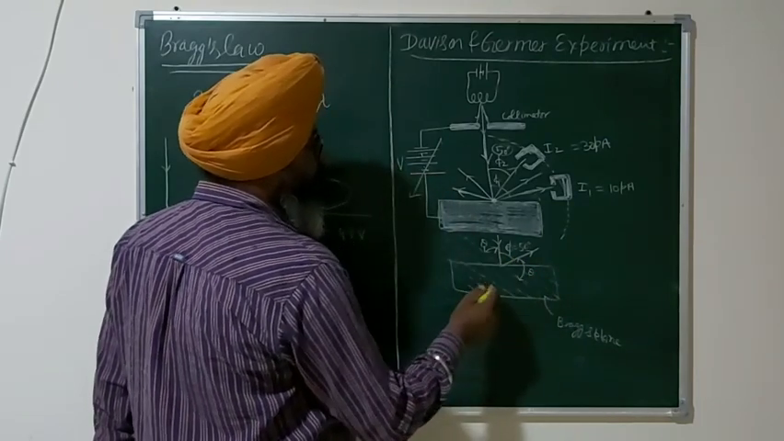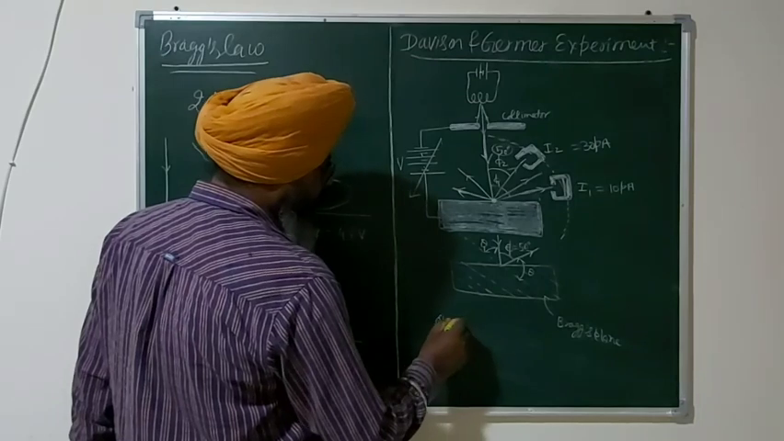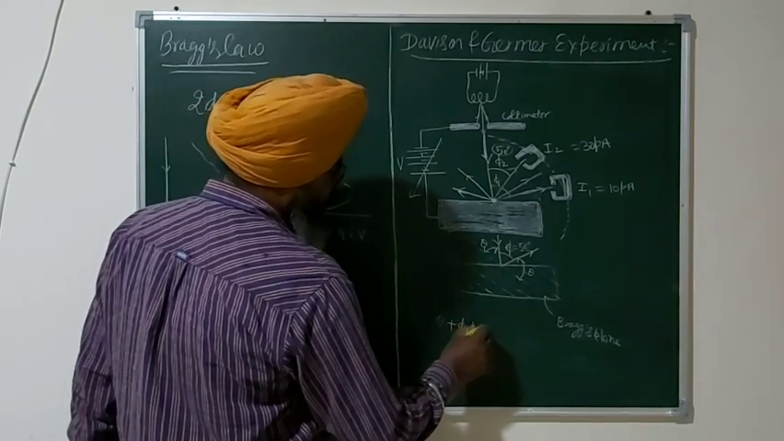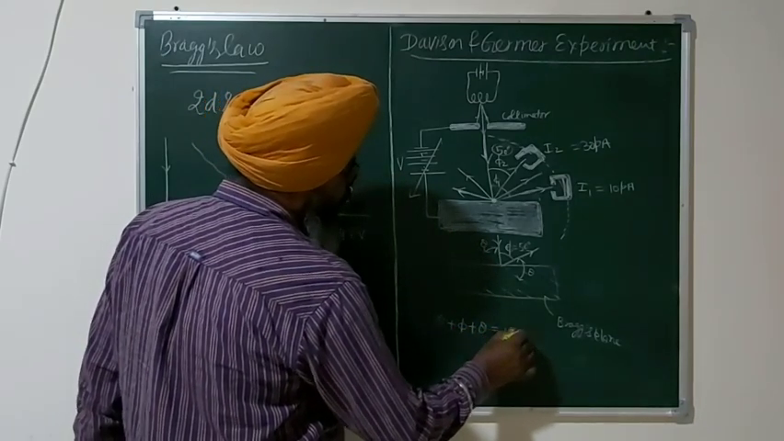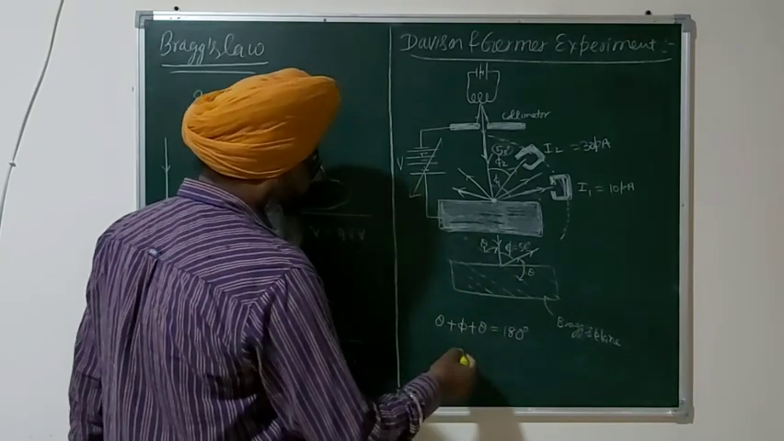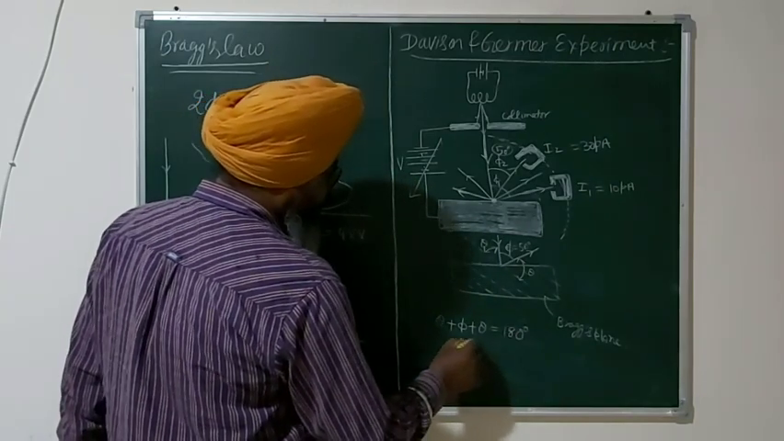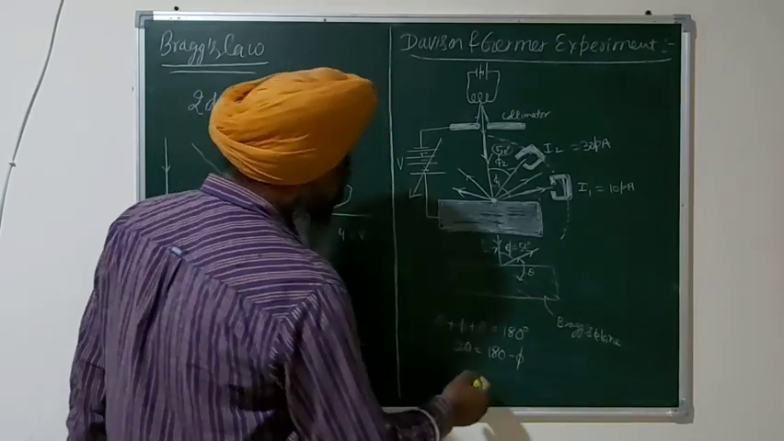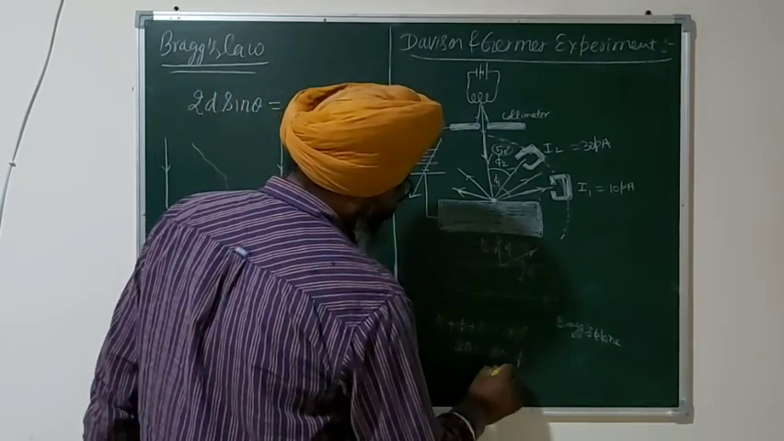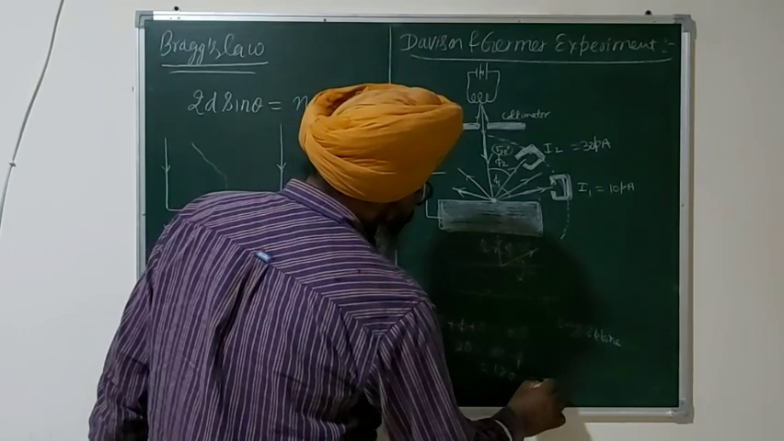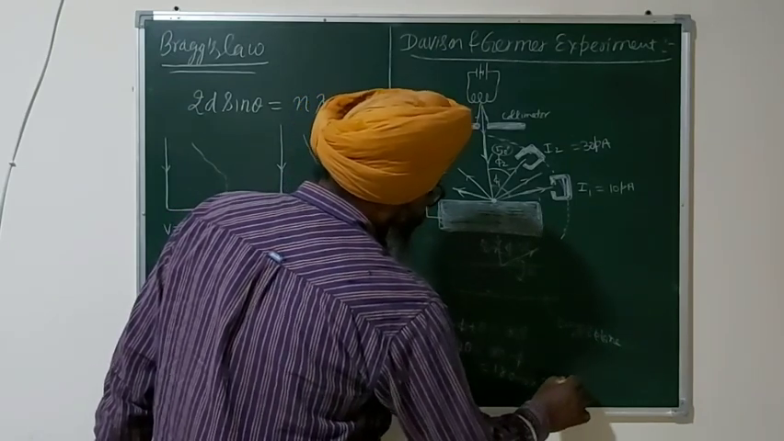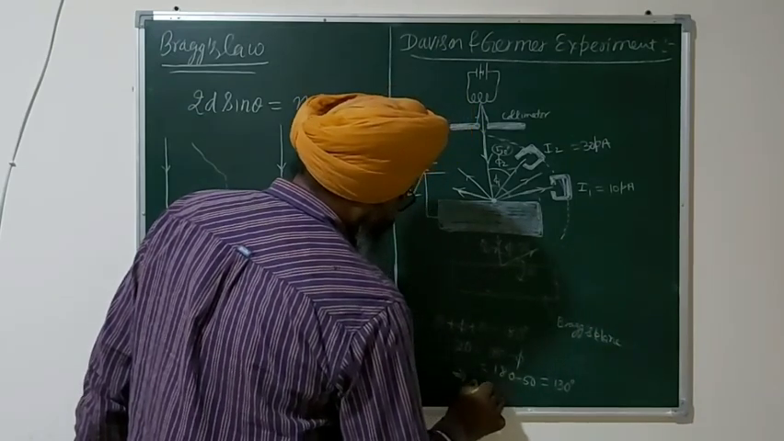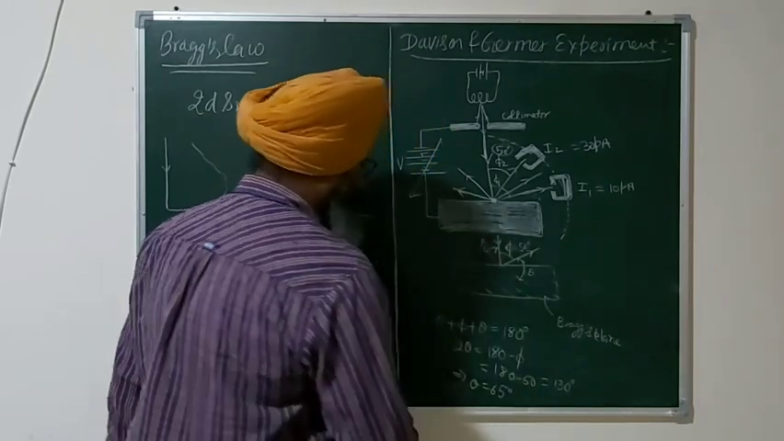Now it is clear from this diagram that theta plus phi plus theta must be equal to 180 degree, and therefore 2 theta is equal to 180 minus phi. Since phi is 50 degree, it will be 180 minus 50, that is equal to 130 degree. Therefore theta is equal to 65 degree.